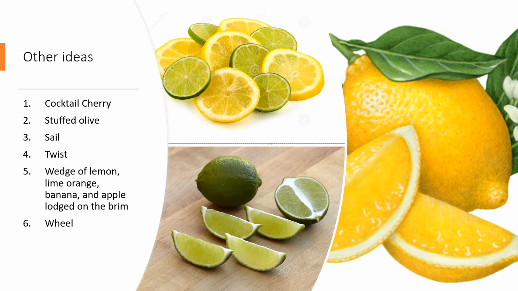Other cocktail garnishing that can be used are cocktail cherry, stuffed olives, sail, twist, wedge of lemon, lime, orange, banana, and apple lodge on the brim. And of course, a wheel. It is a whole slice of fruit placed on the brim or in the glass.